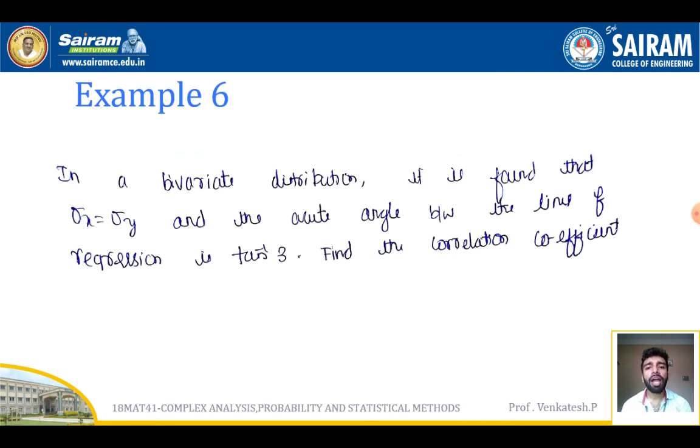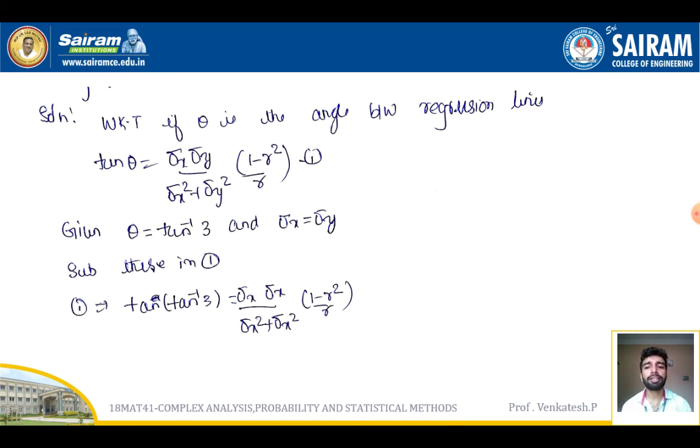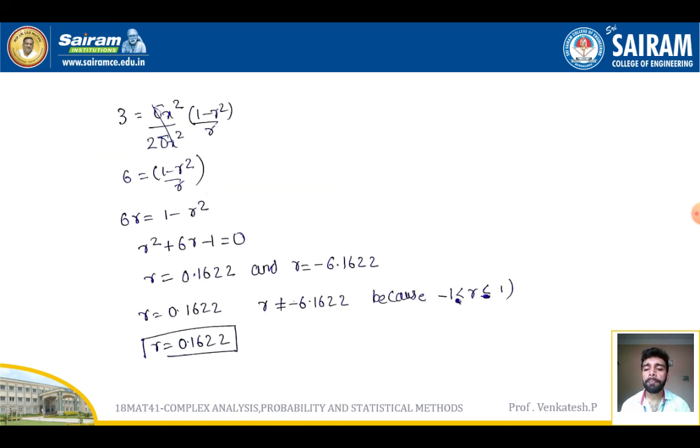One more example, in a bivariate distribution, it is found that sigma x is equal to sigma y and the acute angle between the lines of regression is tan inverse of 3. So find the correlation coefficient here. So we'll see how to find that. The formula we are having like tan theta is equal to sigma x sigma y by sigma x square plus sigma y square into 1 minus r square by r. So since they have given theta is equal to tan inverse 3 and sigma x is equal to sigma y, so I'll be getting the equation like tan of tan inverse 3 is equal to sigma x square by sigma x square into 1 minus r square by r. I'll be getting the value like 3 is equal to 1 minus r square by r.